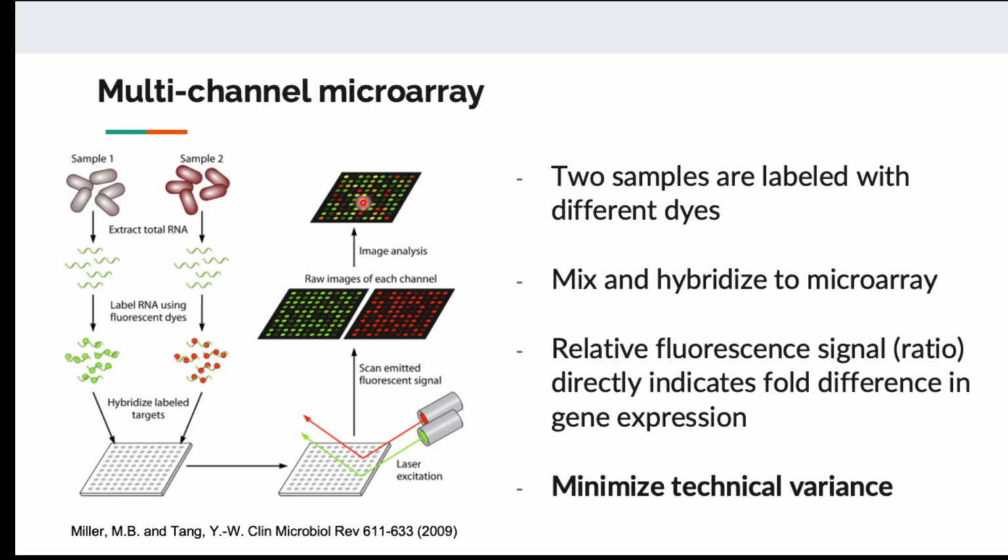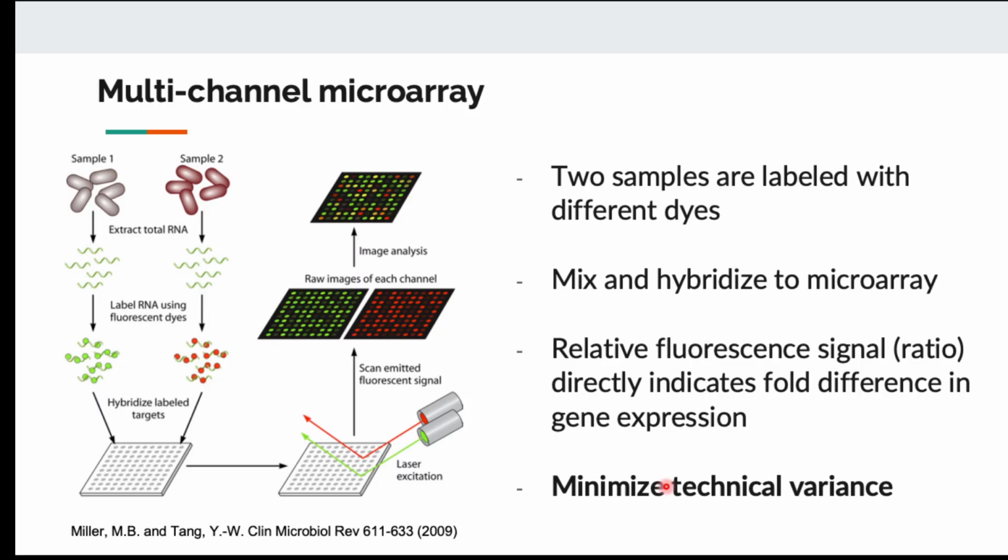If you have yellow or orange, that means you have roughly the same expression level, like green and red mixed to create yellow and orange. But if you see a bright red signal, this means that gene is highly expressed in sample 2, but not in 1, because the red signal dominates the green signal. And because you are running a single microarray, this minimizes the technical variance.